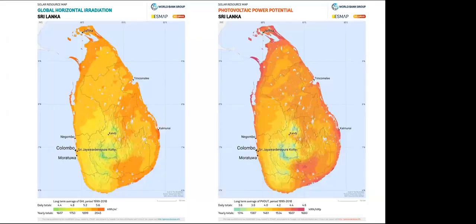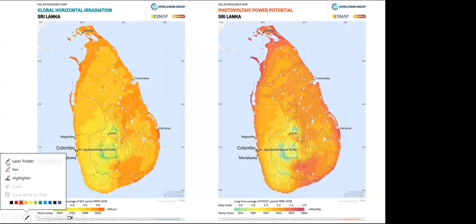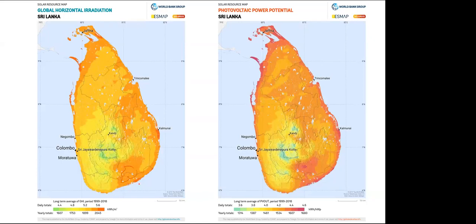Now, if we have solar radiation in particular locations, we think of the global horizontal radiation in kilowatt hours per day. Different locations have different values, in Sri Lanka also. Some places have 5, some places 4 kilowatt hours per square meter. These locations have 4 kilowatt hours per square meter, and these locations are more than 5.2. That depends on location.